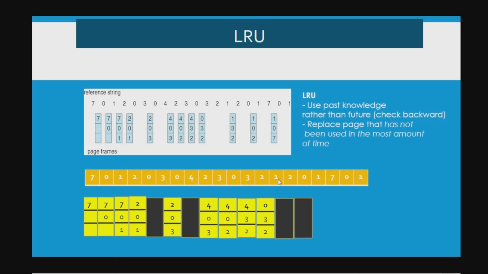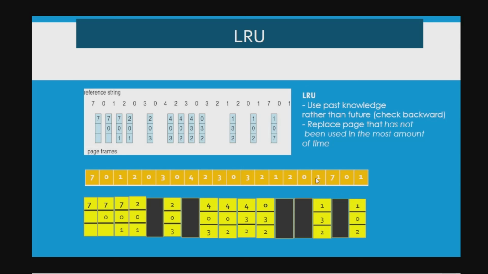And then number 1. So number 1 is not the resident, so we check. 2 is here, 3 is here, 0 is here. So replace 0 with number 1. Okay, so now we have 1, 3, 2. So next is number 2. So 2 is the resident, so copy. Next is 0. 0 is not the resident. Check. Number 2 is here. Number 1 is here. Number 3 is the longest. So replace number 3. We have 0. So now we have 1, 0, 2.